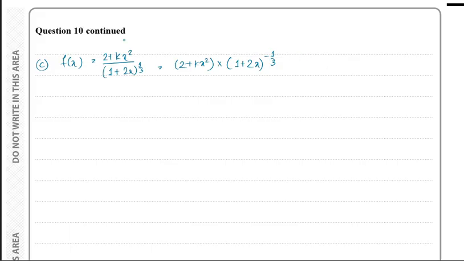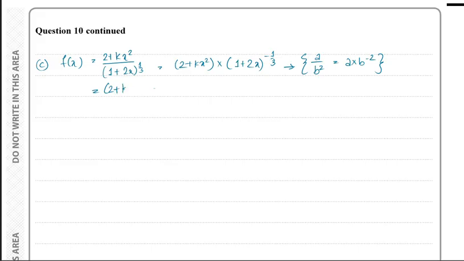What we did here is this: when it's, for example, a by b squared, this can be written as a multiplied by b to the power minus 2. So when you take the denominator and multiply it with the numerator, if the power is positive, it will turn negative, and vice versa. We have already expanded (1 plus 2x) to the power minus 1 by 3 in part A, so we can just write that.